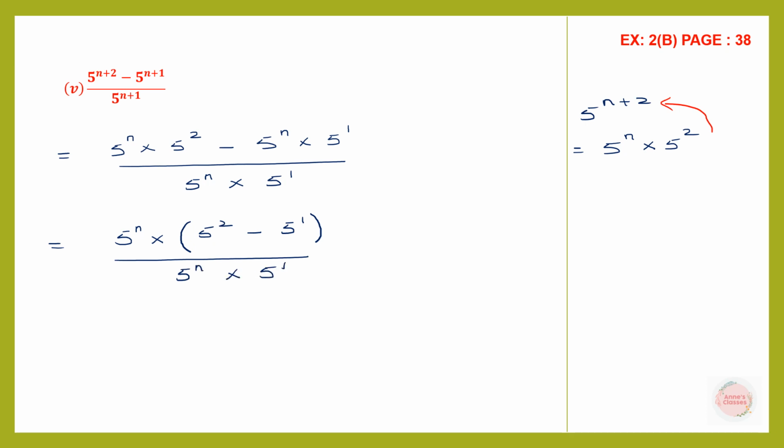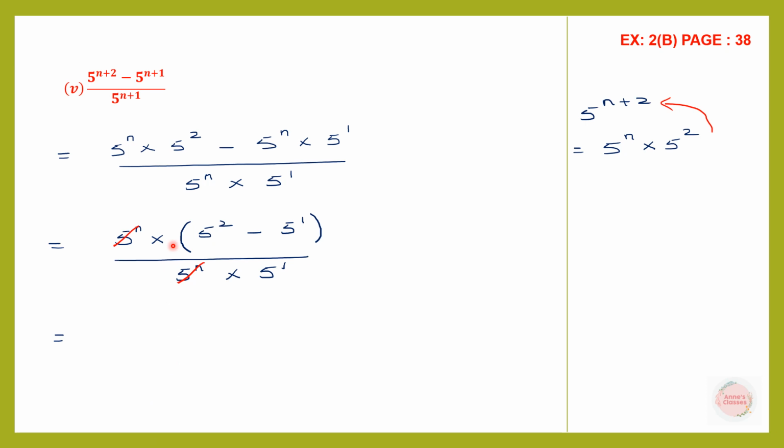So now can you see how we got this? This is multiplication and this is multiplication. When it is multiplication, you can cancel. When it is subtraction, you can't cancel. So here I can cancel 5 to the power of n and 5 to the power of n in the numerator and denominator. So now what do I have? What I have left, I can work that out.